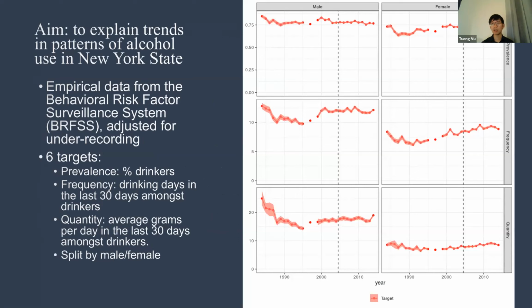So now here's the target data from New York State. We got this from the IGSS survey. There are 6 targets. On the left is male, on the right-hand side is female, and then you have prevalence of drinking, frequency of drinking, and quantity of drinking. And you see that if you look at frequency here between 1990 to 2000, there's a drop and then it comes back, and the same here, a drop and then it comes back.